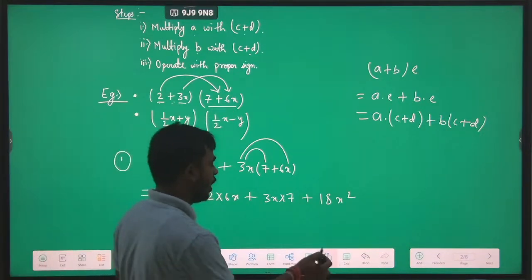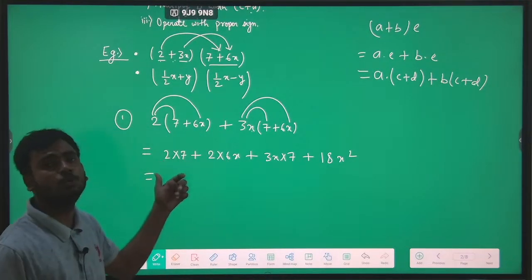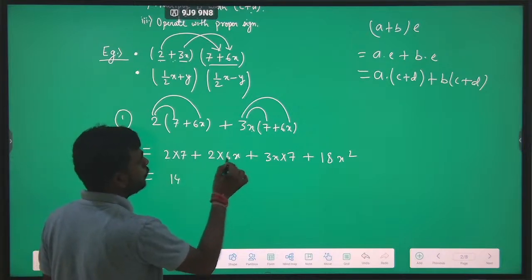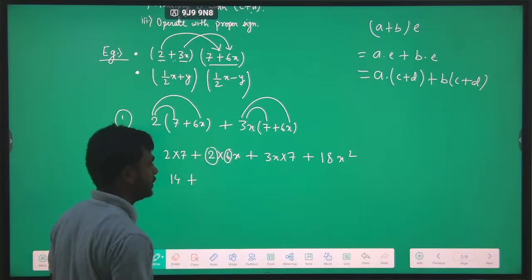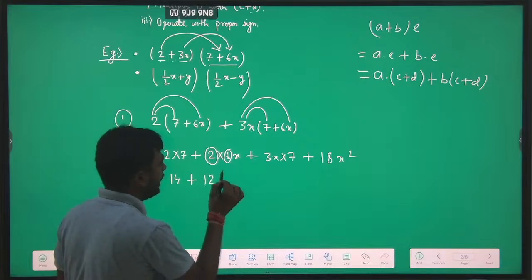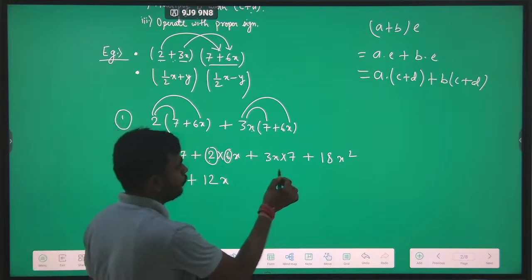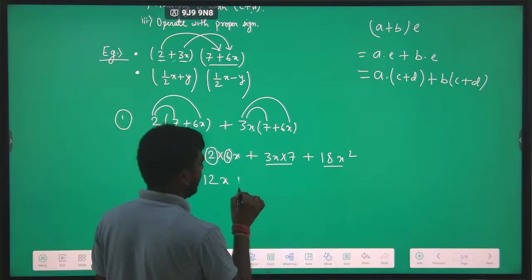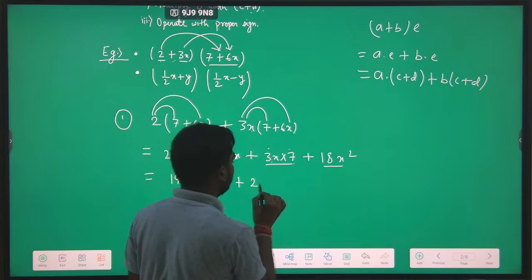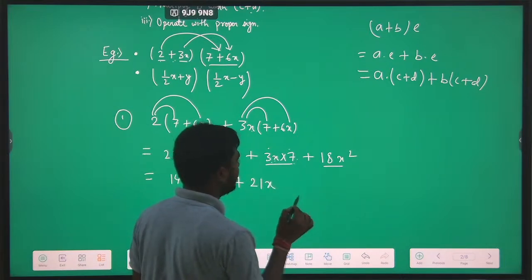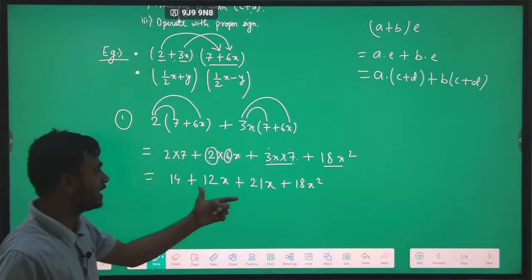Okay. Now what will happen? Now this 7 into 2 is what? This 7 into 2 is 14. This 2 into 6x is what? This coefficient will be multiplied with this coefficient. So 6 into 2 will be 12 and x into 1 will be x. So it will be 14 plus 12x. Now we will move towards this and this. What is it? Monomial with monomial multiplication. So 3 will be multiplied with 7, it will be 21. X will be multiplied with 1, it will be x, plus 18x square. Okay. So we are getting this.